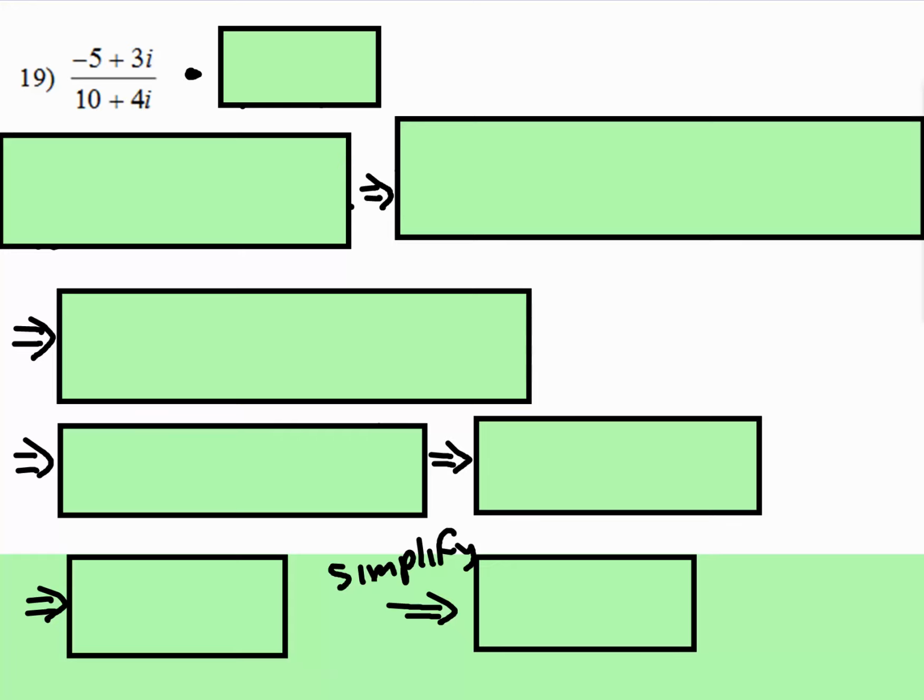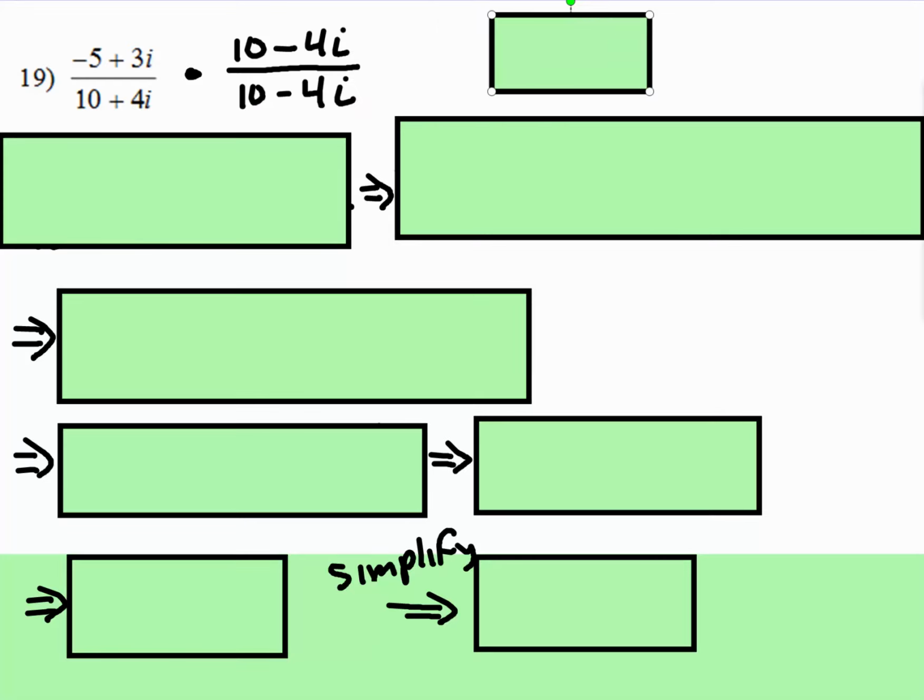Okay, this one's very similar to the last video, but notice there are two complex expressions, one in the numerator, one in the denominator. But remember, it's the denominator that we have to rationalize. So we're going to multiply both the numerator and denominator by the denominator conjugate.